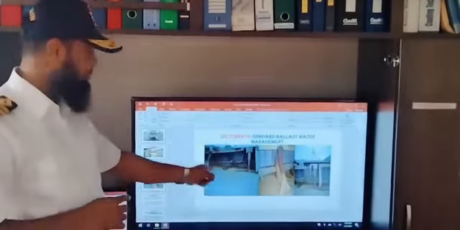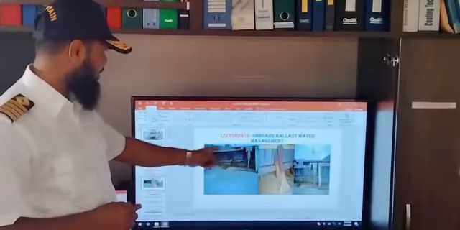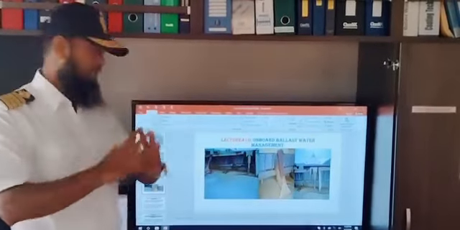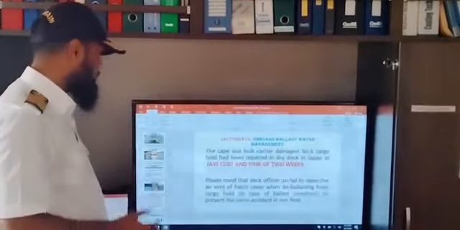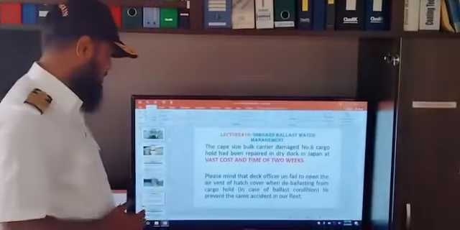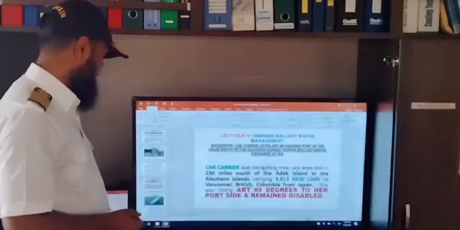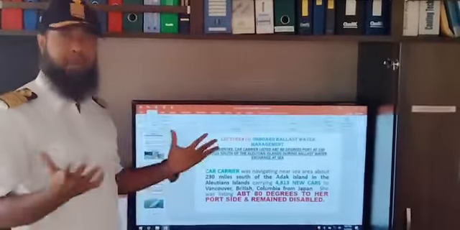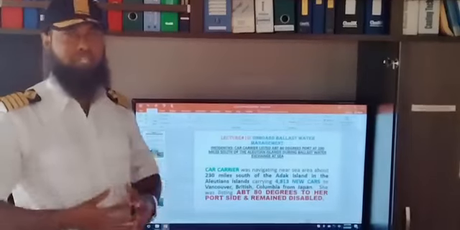And we can see all the pictures, the hatch cover and hatch coaming dented so badly. Finally the vessel was taken to dry dock for about 2 weeks to repair these things, which means huge cost. Now coming to incident number 3, which happened basically during ballast water exchange at sea.